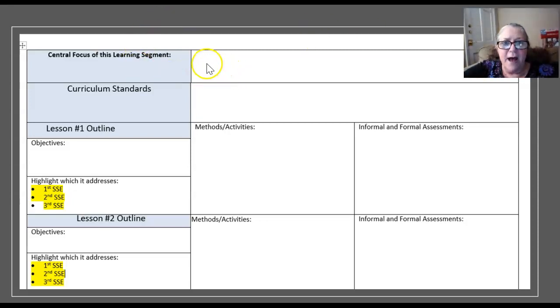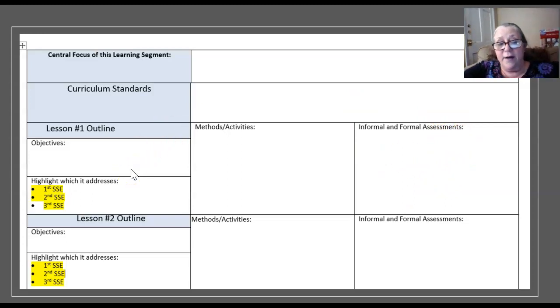So describe in more detail now your central focus of the learning segment, your curriculum standards, what are they? And now let's think about lesson one. Lesson one, what objectives? And which of these SSE are assessed or practiced with these objectives? And same thing, lesson two, you think about your methods and your activities, your informal and formal assessments.